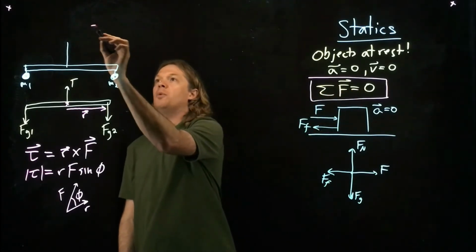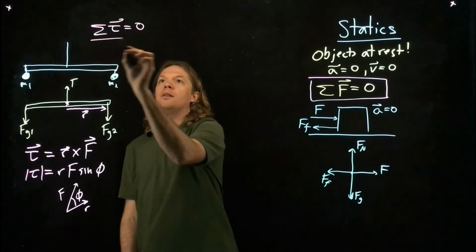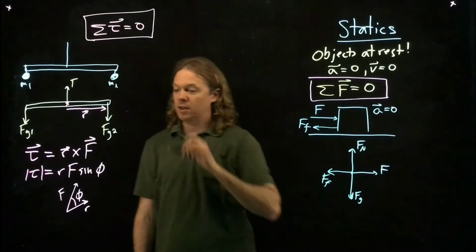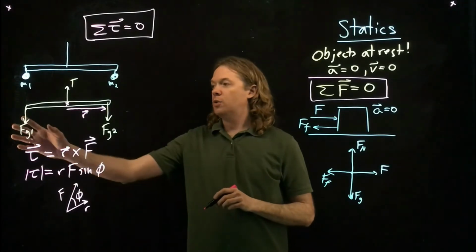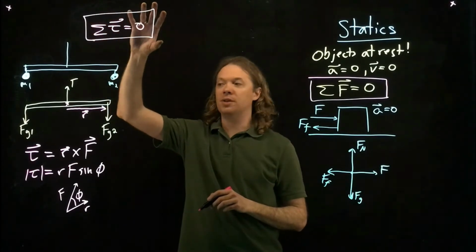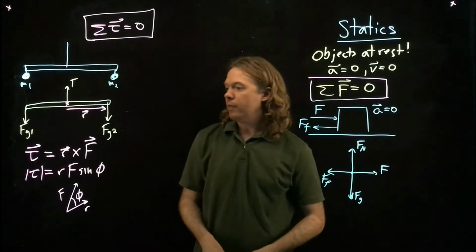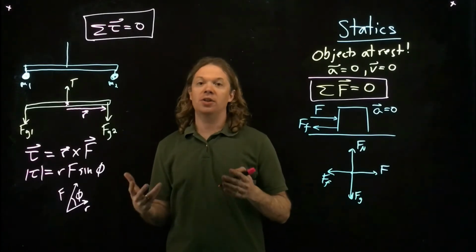So it turns out that all we need to do is ensure that the sum of all the torques acting on that beam or that object is going to be 0. Each one of these forces is going to contribute a torque, sum them all up. If they equal 0, this object is in rotational equilibrium. It is not rotating.